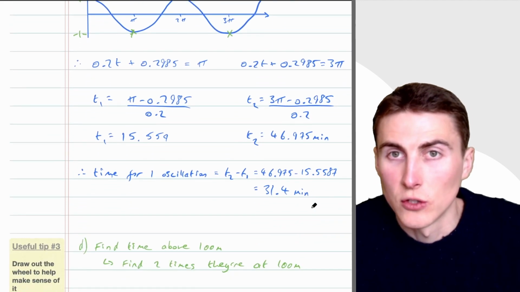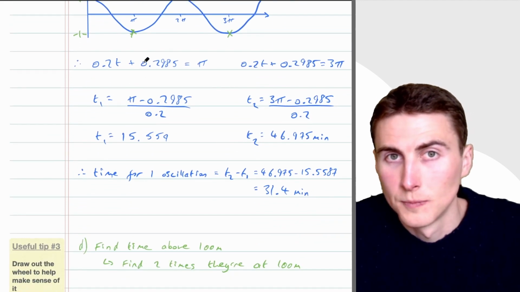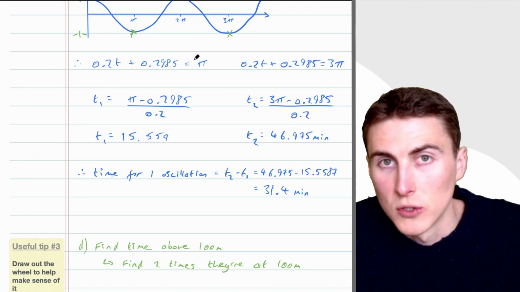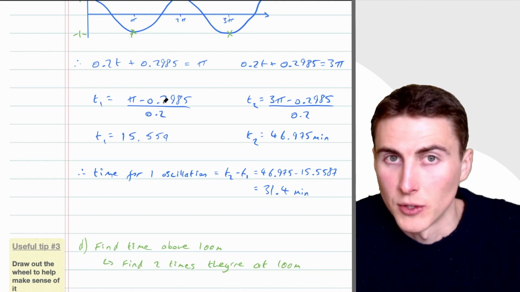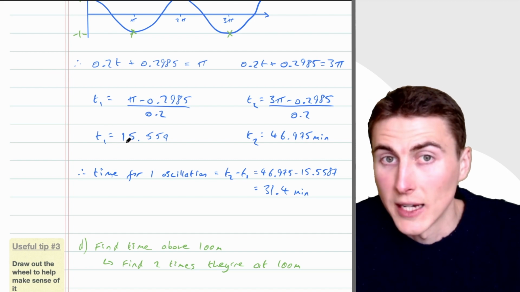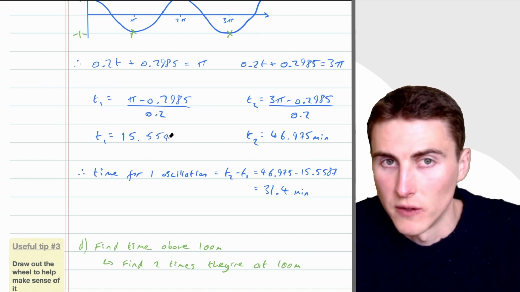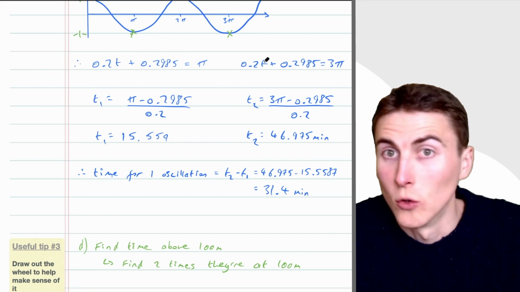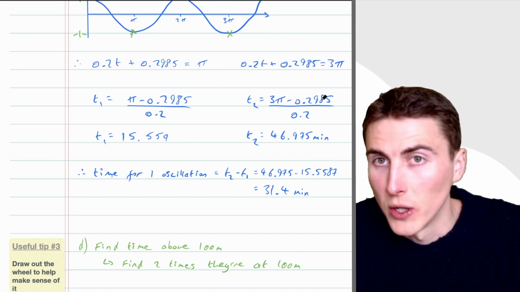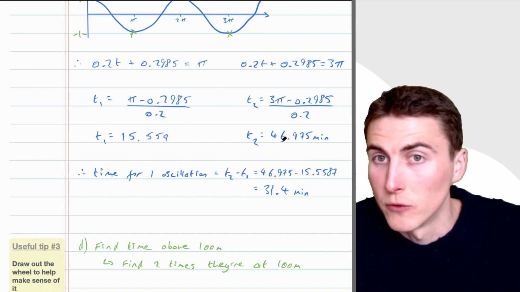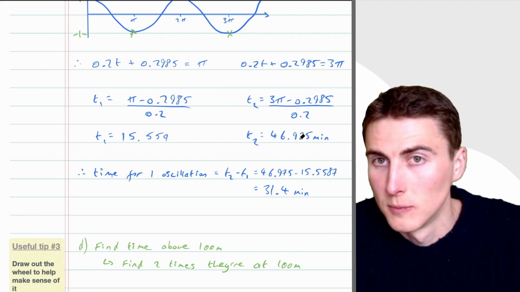And then we can just rearrange these to find t. So in this case, I would do pi, take away this bit, and then divide it by the 0.2, which is what I've done. And that gives me a time of 15.559 minutes. Or for this other one, same thing. I take away this bit, divide by 0.2, gives me a time of 46, or nearly 47 minutes.